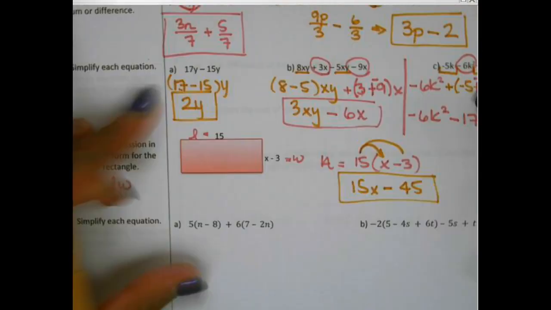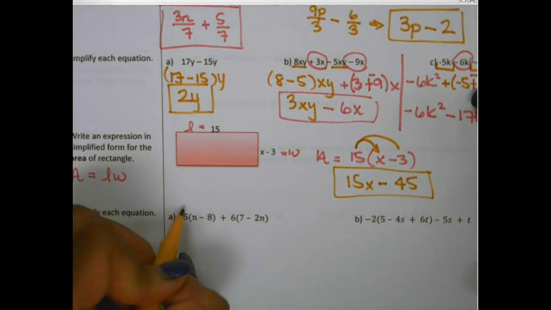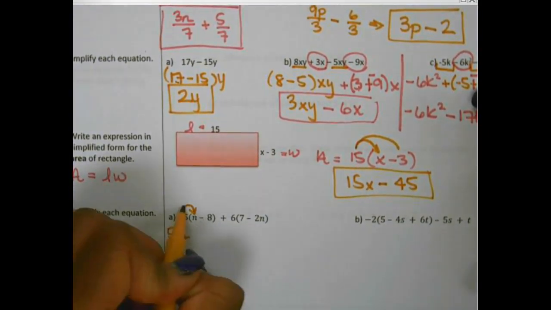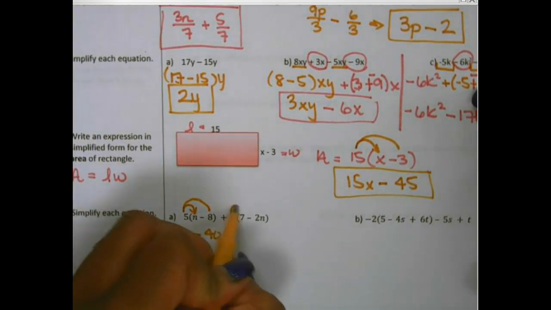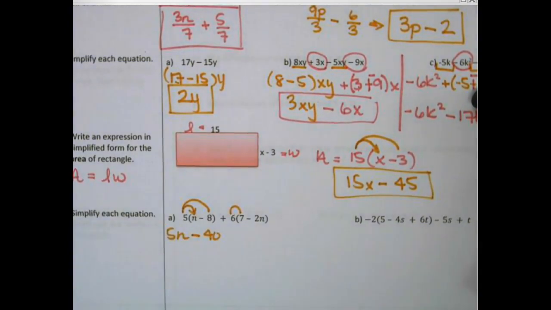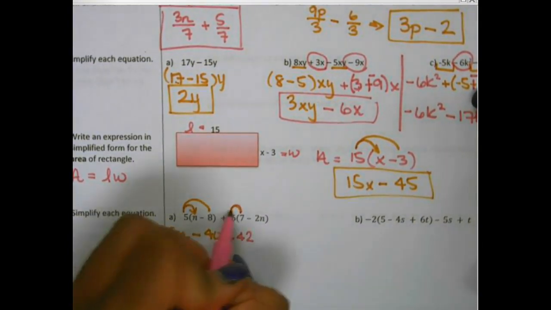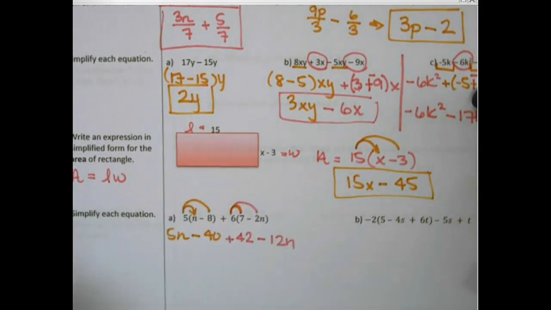All right, now we're going to combine what we did for the distributive property group and the simplifying group. So first thing I want to do, order of operations, is to multiply. So I'm going to get rid of my parentheses. 5 times n, 5n, 5 times 8, minus 40. Distributing here, 6 times 7 is 42, positive 42. 6 times negative 2n is negative 12n.